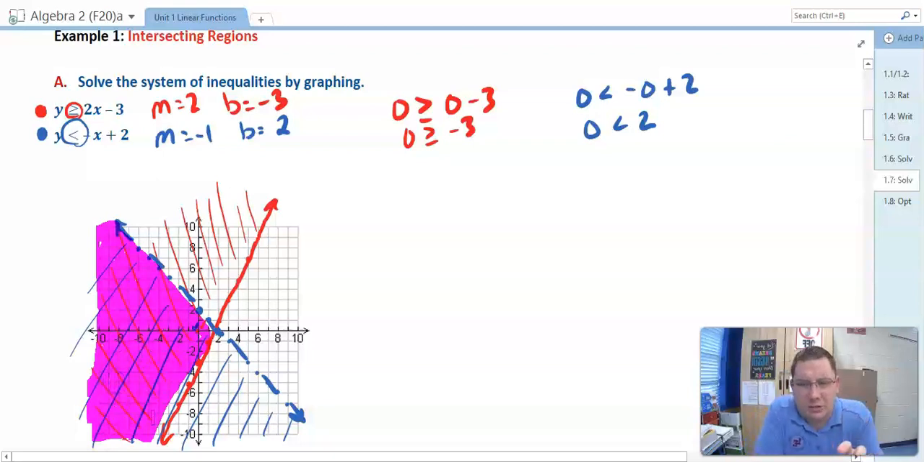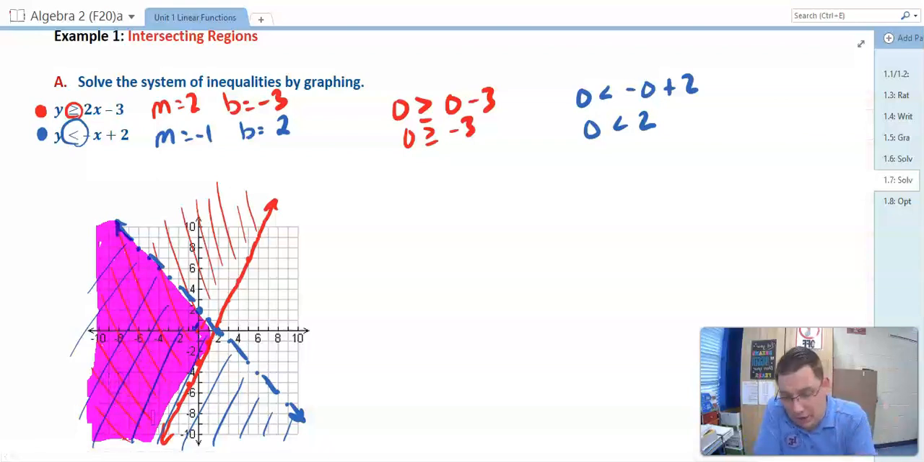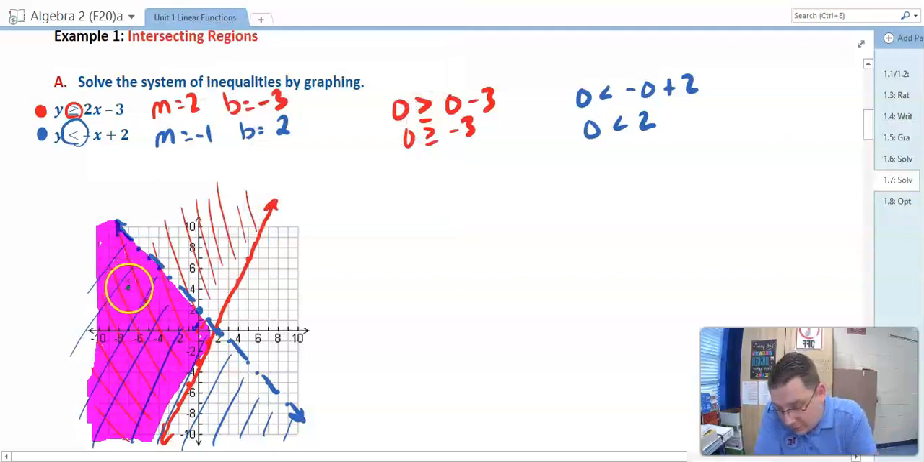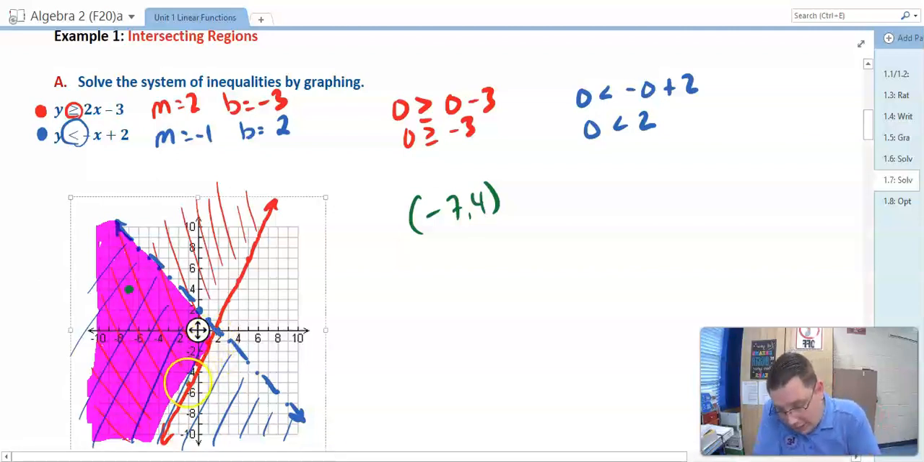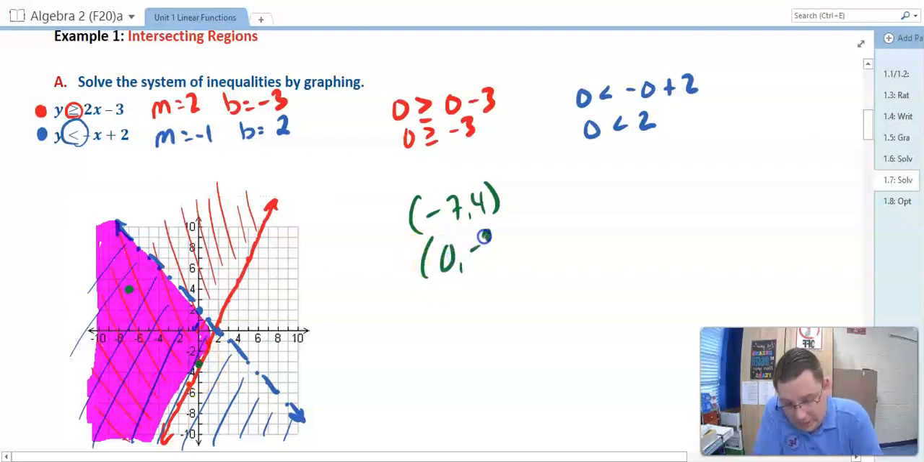One of the questions they could ask you off this question is, what are some possible solutions to this problem? And so possible solutions would look like this. It would be any point that's in this region. So for example, negative 7, 4 is a possible solution because if I were to plug that in for both inequalities, it would be a solution. It would work for both. Any point along this red line going this way, right? Any point along this red line going this way. So like my y-intercept of the red line at negative 3. So the ordered pair 0, negative 3 is a solution to this system.